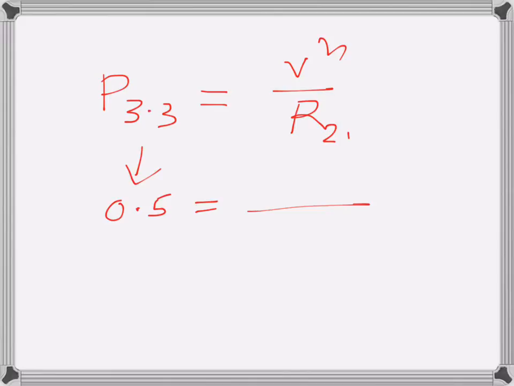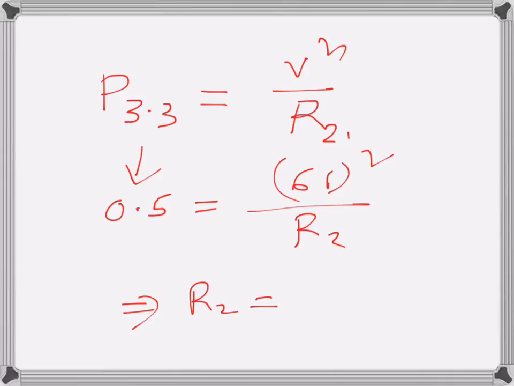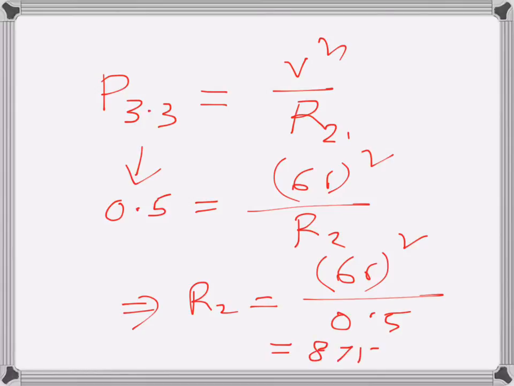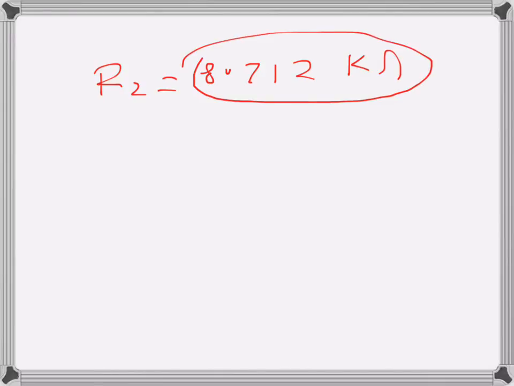This one will be 66 squared still, and R2 is unknown, so basically R2 will be 66 squared over 0.5. R2 has to be either this value or more so that the resistance does not burn out. That gives me a value of 8712 ohms, which can be written as 8.712 kilo ohms. When we look up, we have to find a resistance just above this one, the closest value, maybe 8.735, whatever is available.